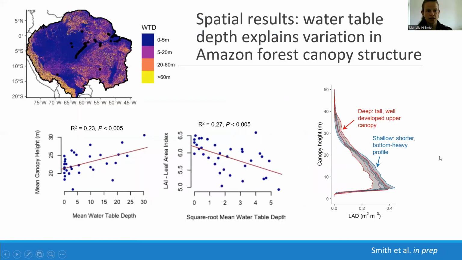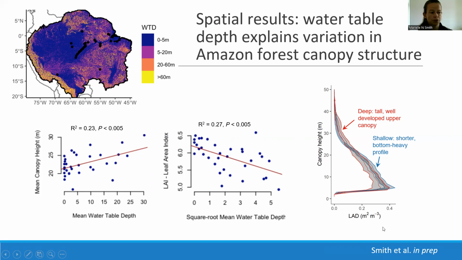So firstly, let's look at the spatial results. So we assessed relationships between a number of key structural metrics and 12 focal environmental variables. And we did find that water table depth is a significant predictor of forest structural metrics. As you can see here, it's positively correlated to mean canopy height and negatively correlated to leaf area index.